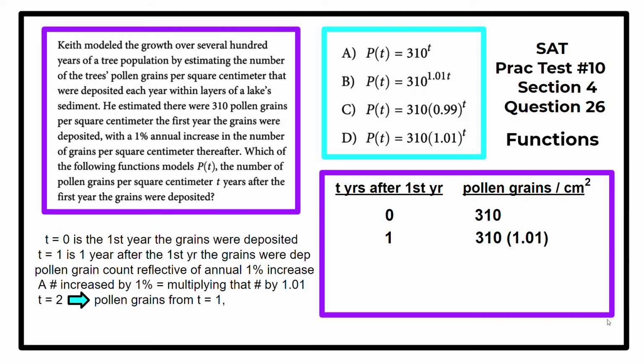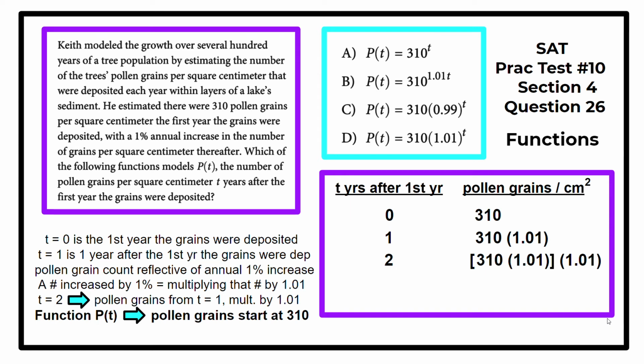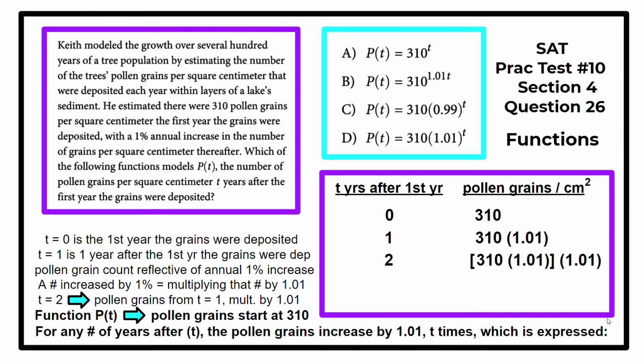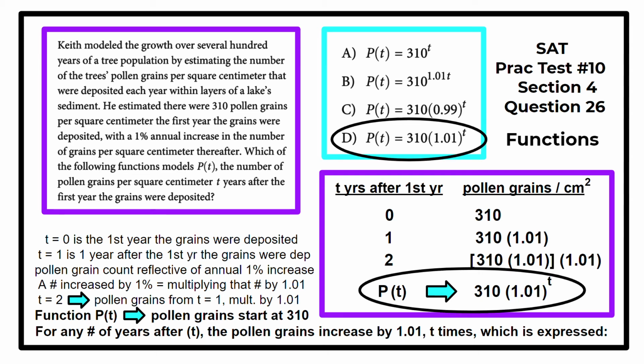When t equals 2, the pollen grains from t equals 1 are multiplied by 1.01. So that's equal to 310 times 1.01 times 1.01. So the function P of t, the pollen grains start at 310, and then for any number of years after, t, the pollen grains increase by 1.01 t times, which is expressed as the function P of t equals 310 times 1.01 to the tth power. And that's answer choice D.